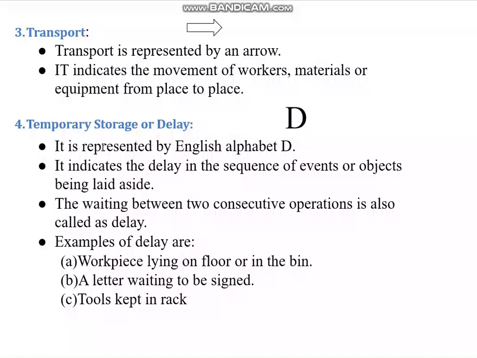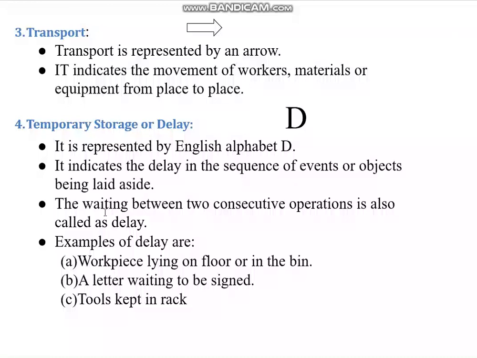Then next is temporary storage or delay. When we say temporary storage, permanent storage will also be there. That we'll see later. Now at present we'll see what temporary storage is. For temporary storage, the symbol used is the capital D of the English alphabet. It indicates the delay in the sequence of events or objects being laid aside.